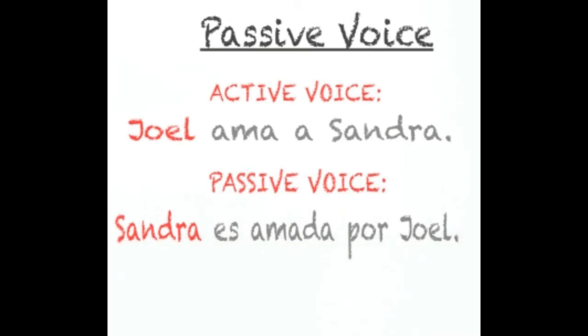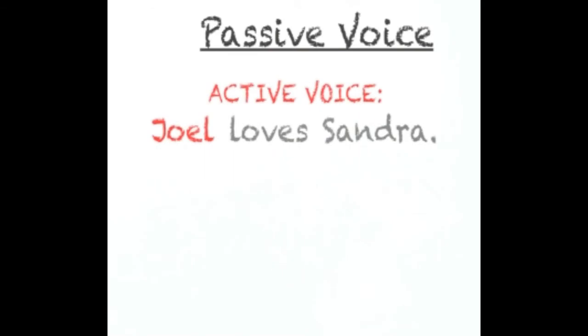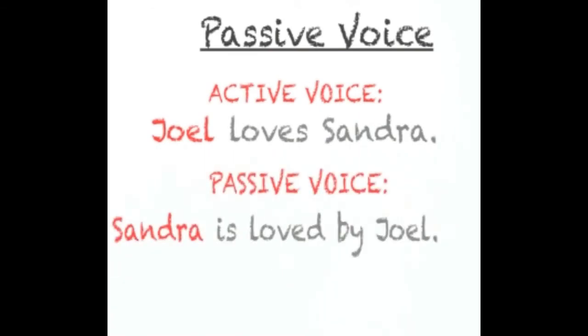We will review the active voice and the passive voice. In this example in Spanish, Joel loves Sandra. In the passive voice, Joel is not important for what we want to say, so we remove it. We focus on Sandra and we say that Sandra is loved. But if you don't want to forget about Joel, you say Sandra is loved by Joel.